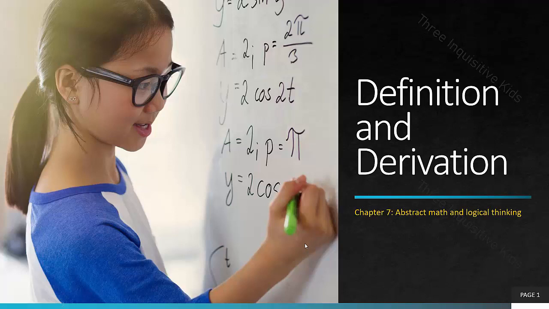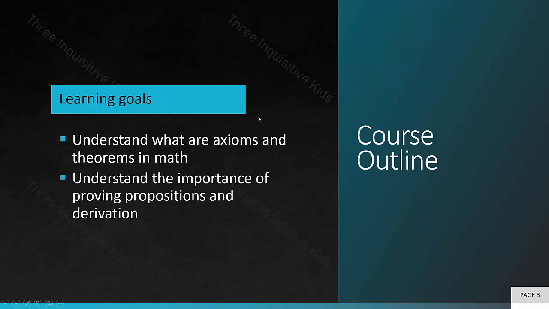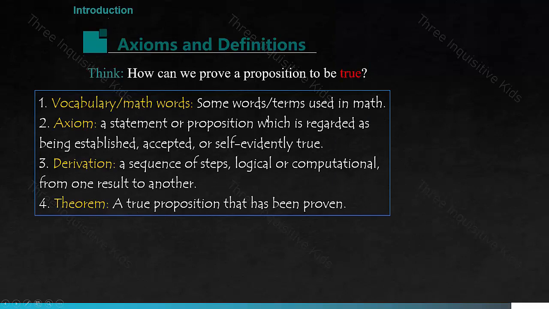In this video, we will be talking about definition and derivation. In this lesson, we're going to continue to work on our abstract math and logical thinking. This is our third lesson of this unit. So what is definition and derivation? Our learning goals for today are to understand what axioms and theorems are in math, and to understand the importance of proving propositions and derivation. So how can we prove a proposition to be true?